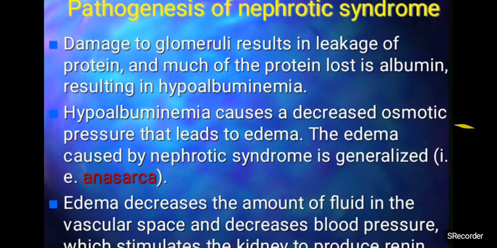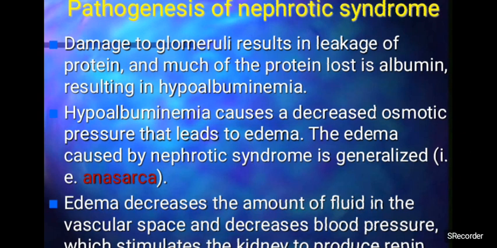In this slide we shall be talking about the pathogenesis. How does nephrotic syndrome occur? Basically there is damage to the glomerulus, and that results in leakage of proteins. Mainly here we shall be talking about albumin, and with time that will lead to hypoalbuminemia, that is low albumin levels in blood. And what we should know is that when there is a decreased amount of albumin in the body, that will decrease, of course, the osmotic pressure of blood, and that will lead to edema.